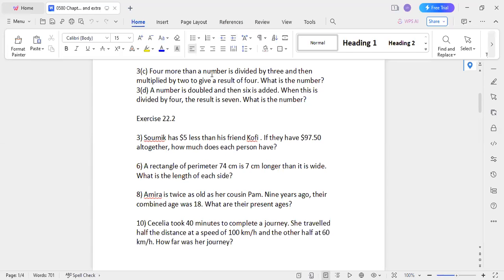So we have question 3, which says Sumik has $5 less than coffee. If they have $97.50 together, how much does each person have? So let's set a variable. What would you do for this?